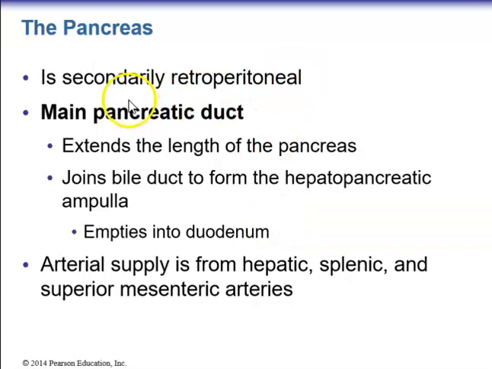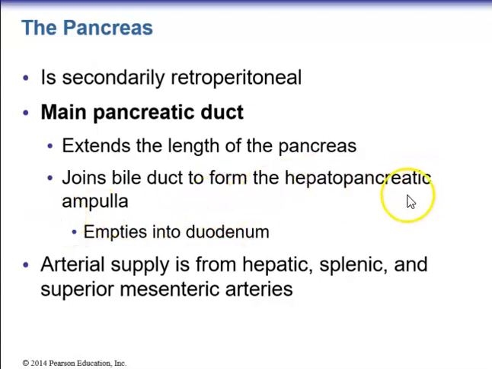The pancreas is secondarily retroperitoneal, so we talked about this earlier in this chapter. It started off being within the peritoneum and then moved towards the dorsal part of the peritoneal cavity and became retroperitoneal, or secondarily retroperitoneal. The main duct that we talk about is the main pancreatic duct, or the duct of Wirsung. This main pancreatic duct extends the length of the pancreas and then will join the bile duct, the common bile duct, to form the hepatopancreatic ampulla, also known as the ampulla of Vater, like the ampulla of Darth Vader.